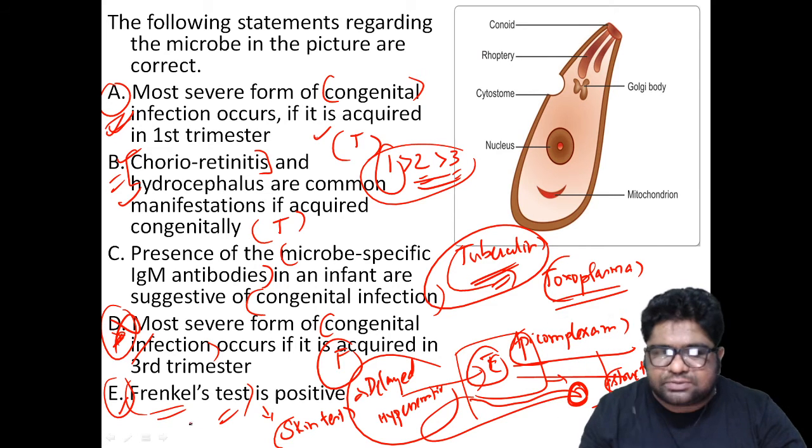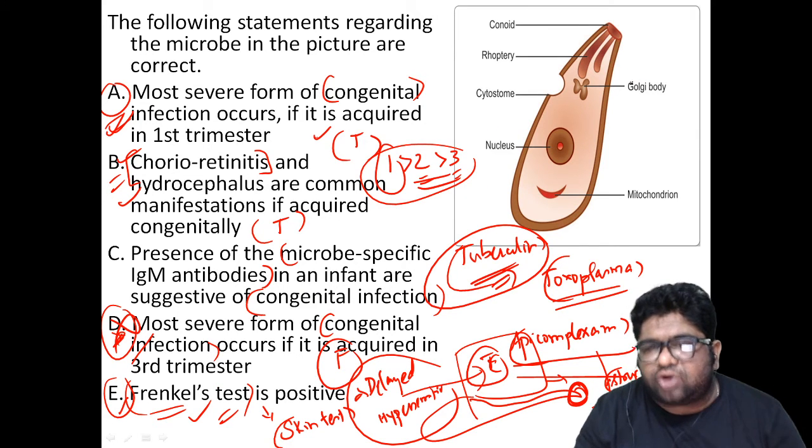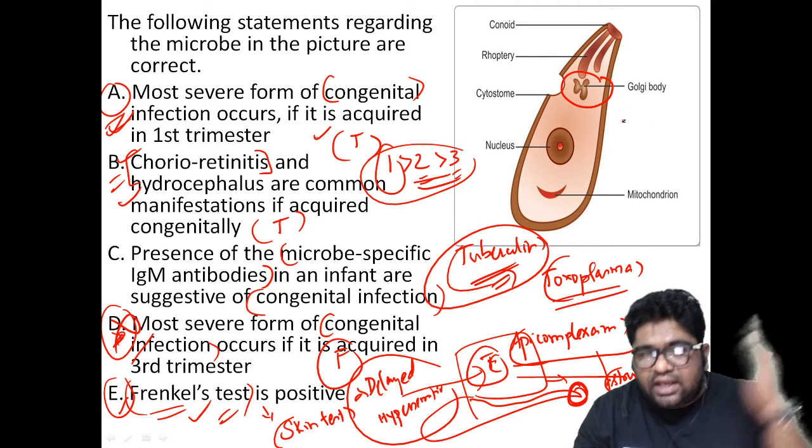And if that organism is causing infection, then for toxoplasmosis you can go for Frenkel's test, which is positive. Now, what are the most important components of this particular organism? This organism has a Golgi body. You will be surprised because we have come from a different world into a different world.